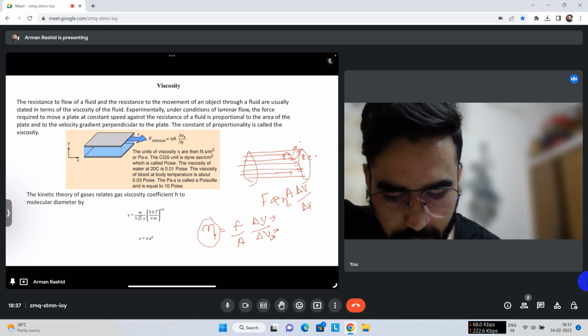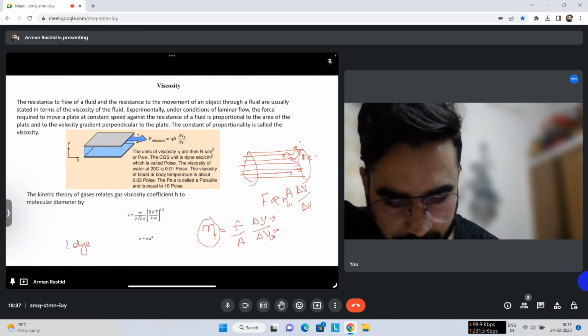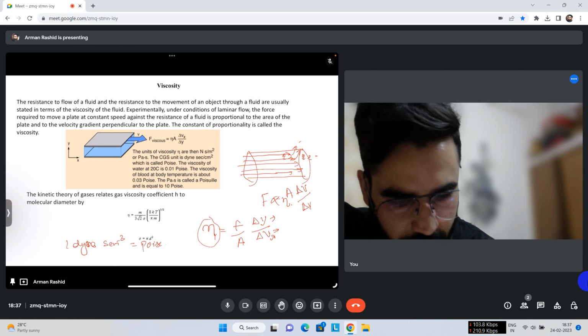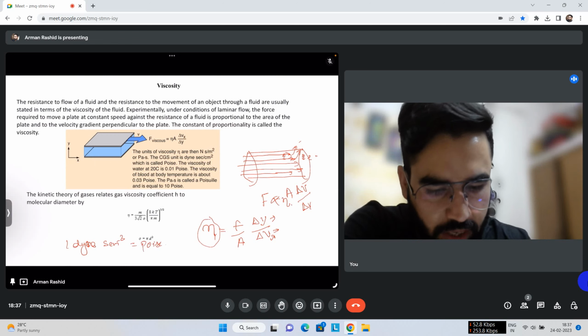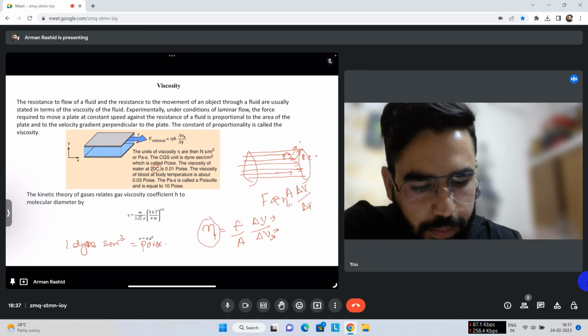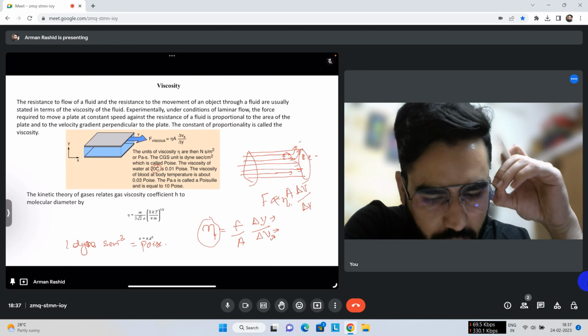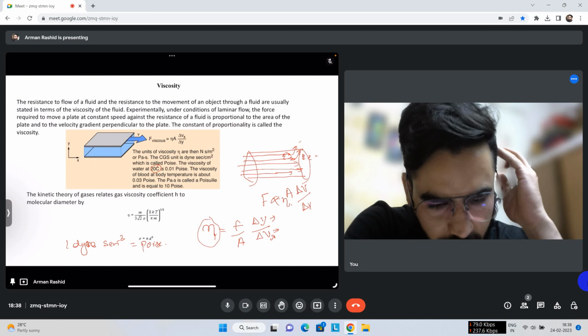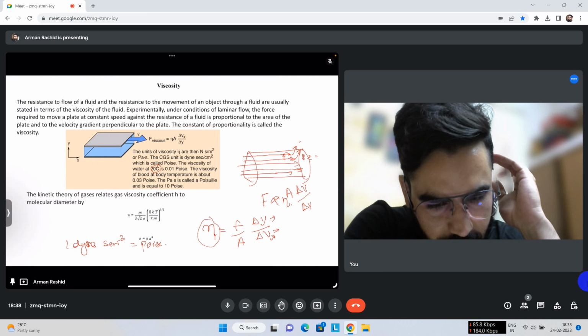1 dyne second per centimeter square is called 1 poise. For example, in the case of water, the viscosity at 20 degrees Celsius is 0.01 poise. The viscosity of blood at body temperature, that is 37.6, is 0.03 poise. Also, Pascal second is called a Poiseuille, which is equivalent to 10 poise.